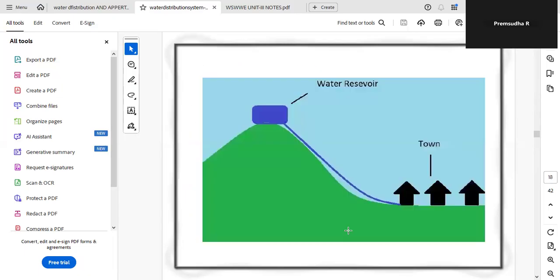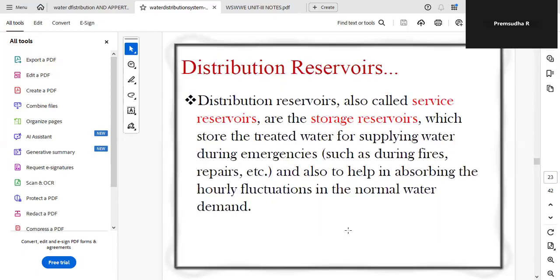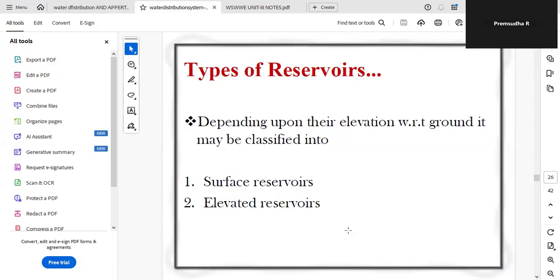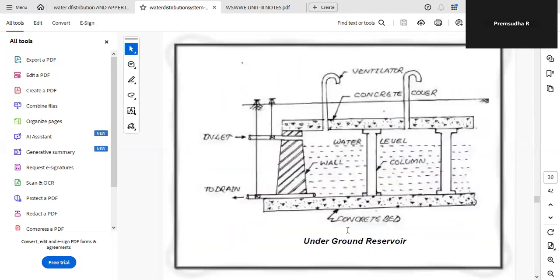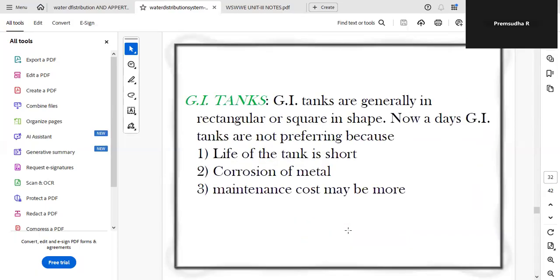In the next class, I will start with the reservoir. What are the reservoirs, pipe appurtenances, pumps, etc. We will see in the next class.